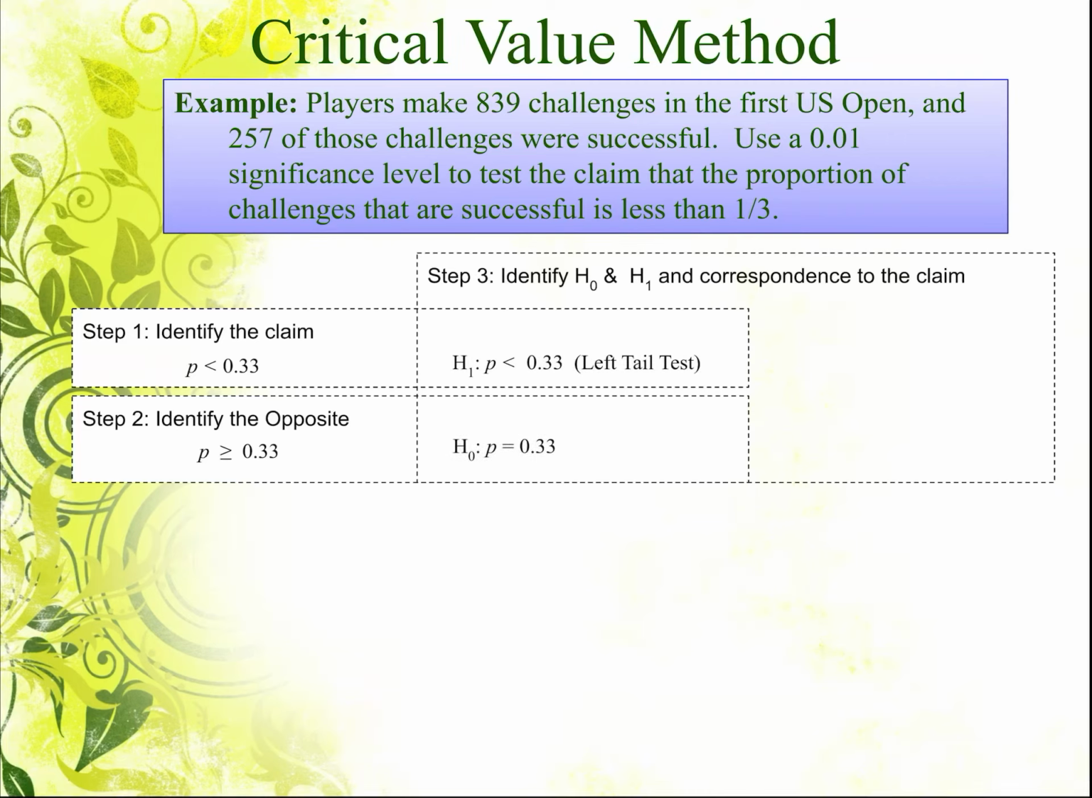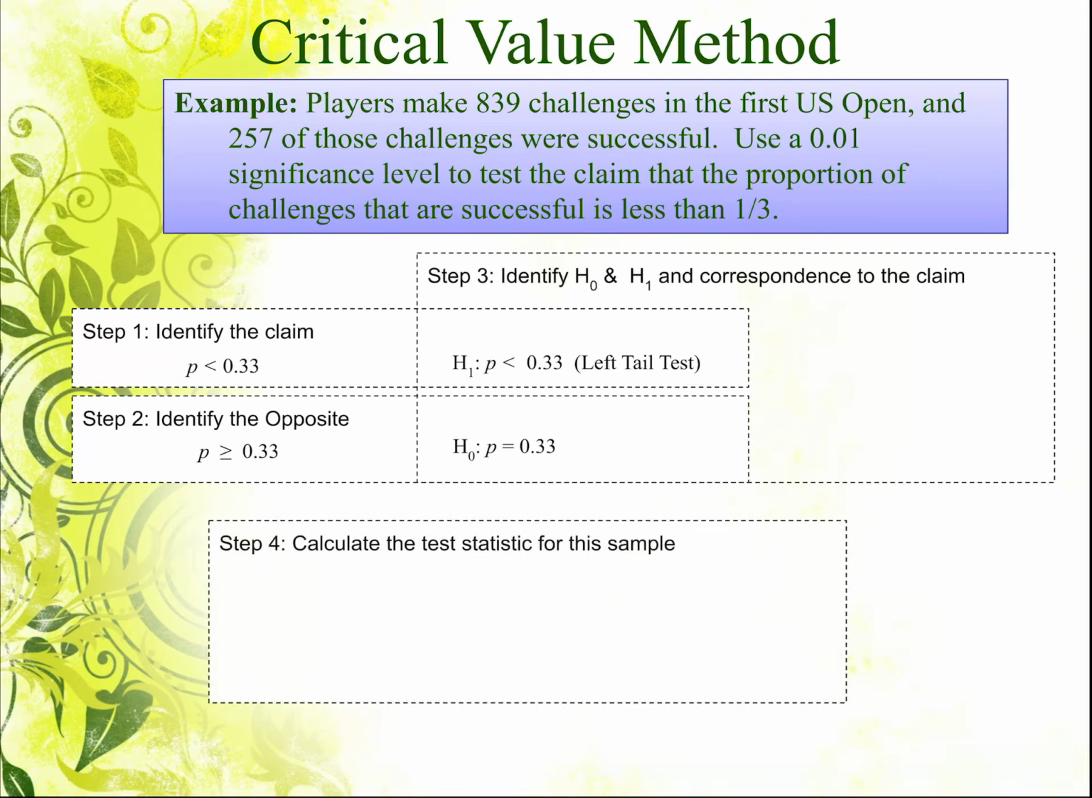So for the null hypothesis, we would have p is either equal to 0.33, or we could use p is greater than or equal to 0.33. As long as it has an equality, it's fine. And the alternative hypothesis would be p is less than 0.33. In this example, since it's p is less than, now we're going to have a left-tailed test.